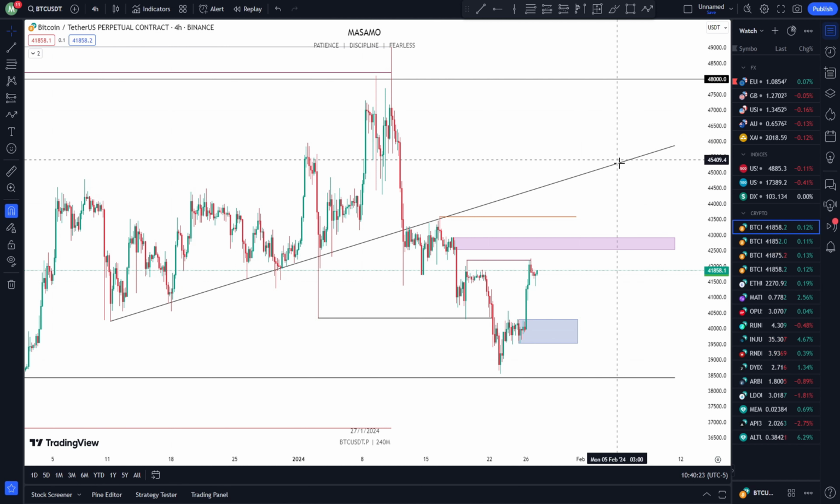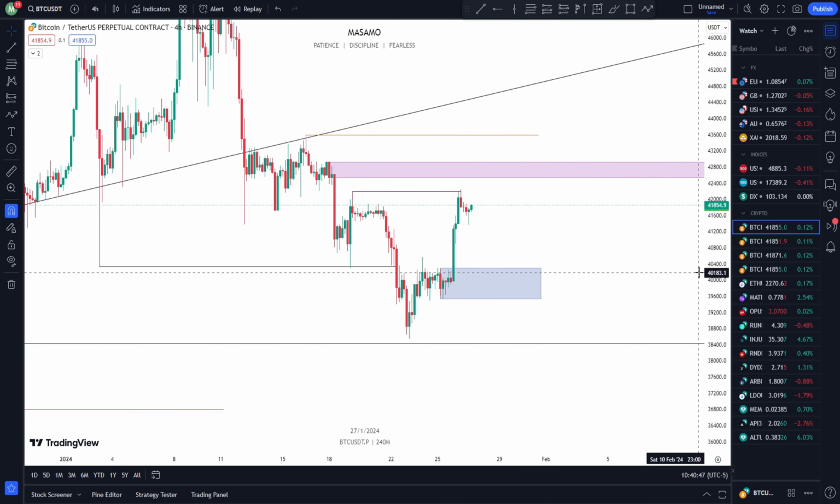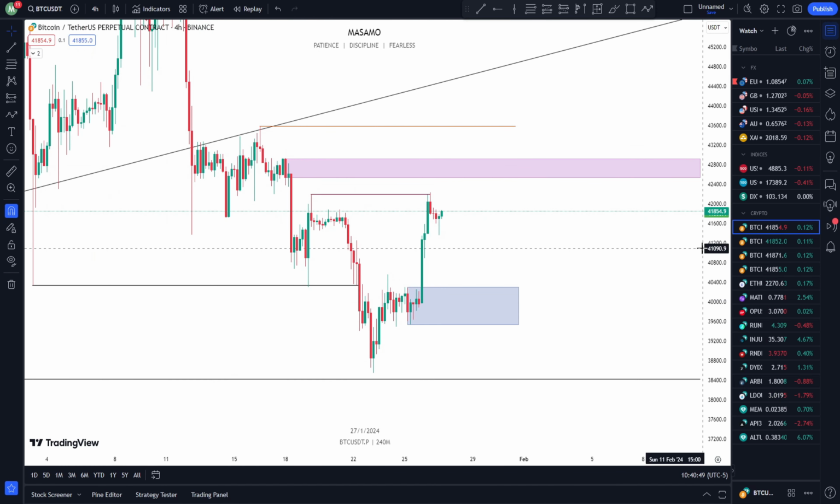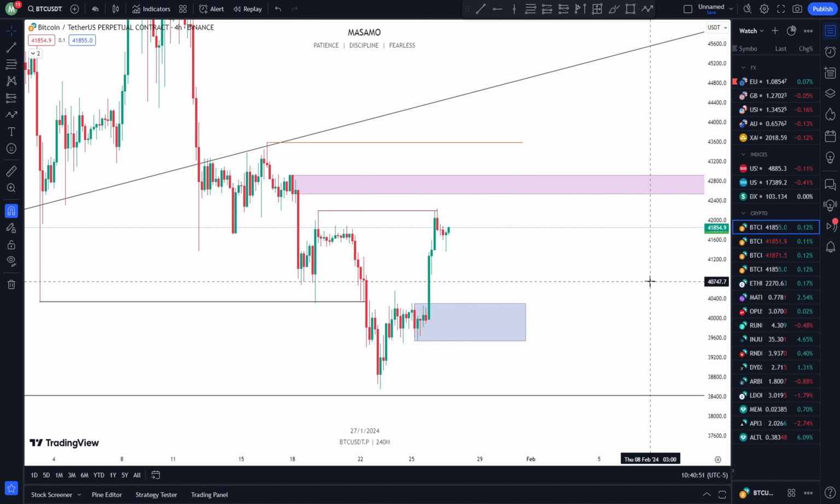but the major point right here is to reject from this area. In the second scenario, which is less likely to happen, but I'm still going to share because everything is possible, you know, this is crypto, this is the trading place, everything can happen.